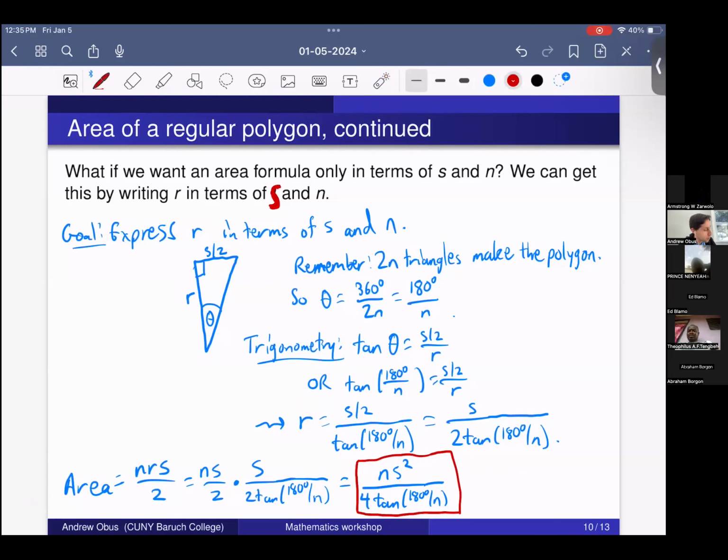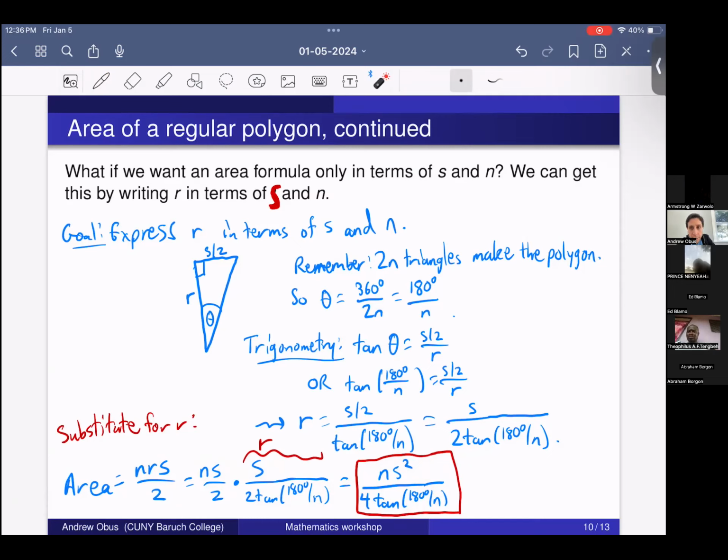And then we substitute for r. Instead of nrs over 2, which is the formula we had from the previous page, now we get ns over 2 times this thing that we substituted for r. This whole thing here is r. And then when you do it all together, you end up getting this formula: ns squared divided by 4 times the tangent of 180 over n.